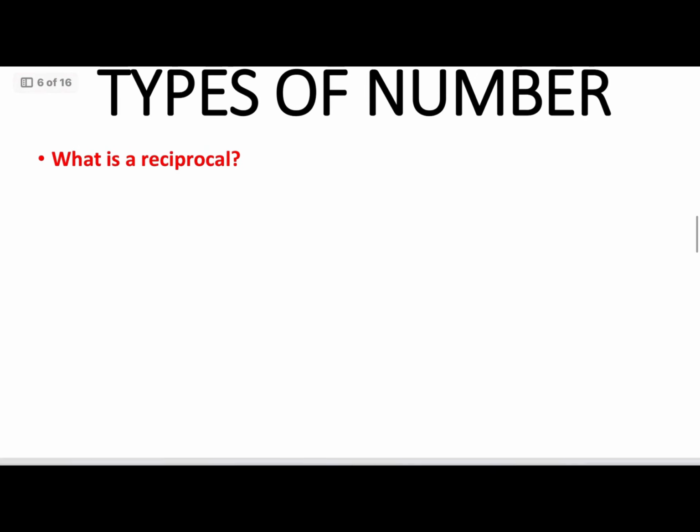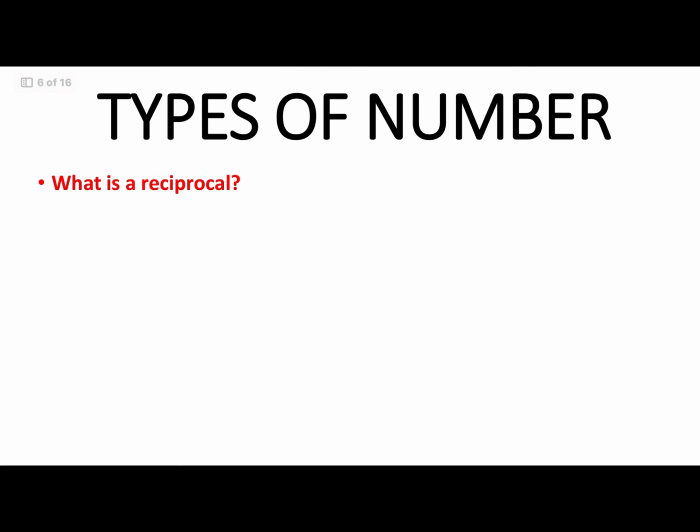Okay. Now, what is reciprocal? Very basic thing. What is reciprocal? A reciprocal of a number is the result of dividing one by that number. What does that mean, dividing by the number? We just need to flip the number. We can say flipping the number.